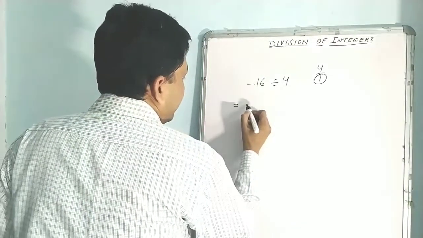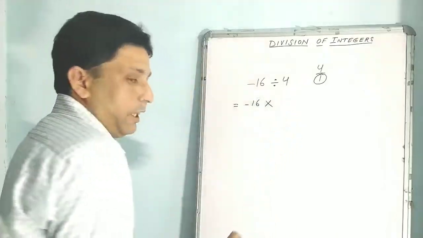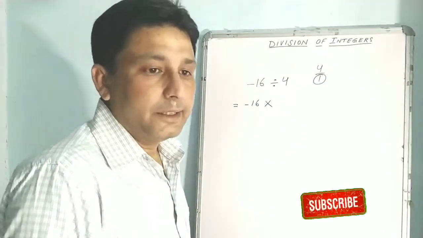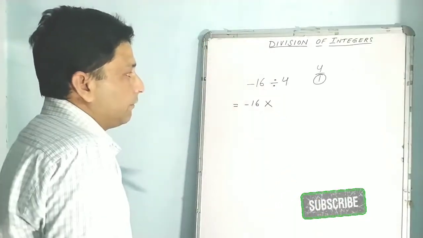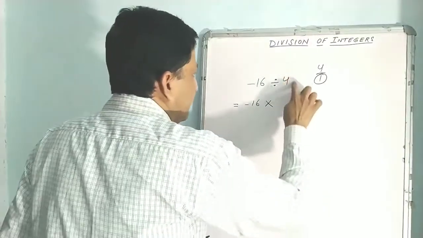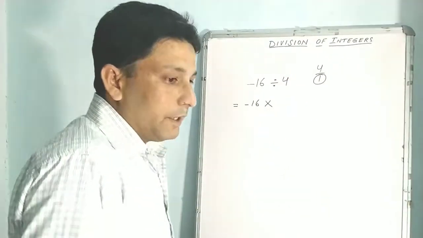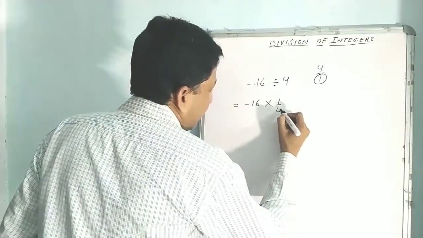In the next step we will write minus 16, and the division symbol converts into the multiplicative symbol. So here we will convert this division symbol into the multiplicative symbol, and this integer will convert as a reciprocal, which means here we can write 1 upon 4.